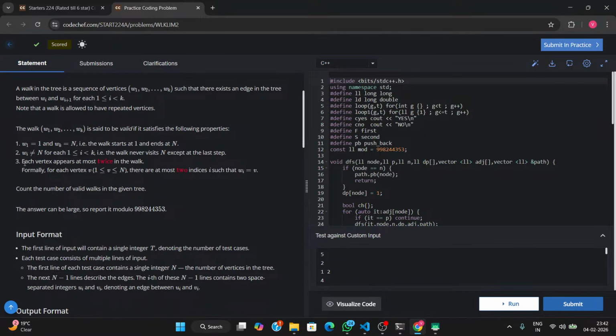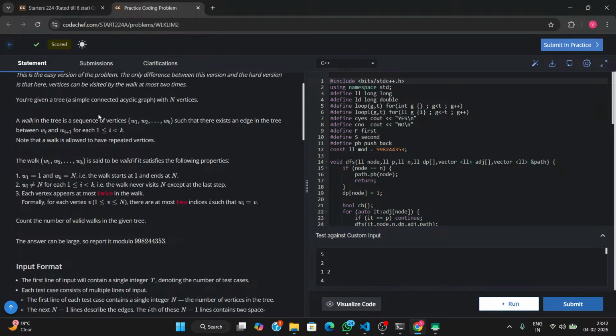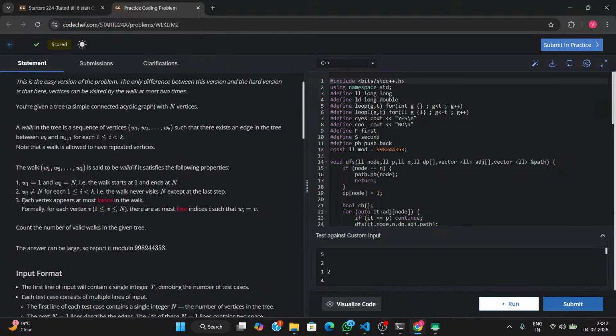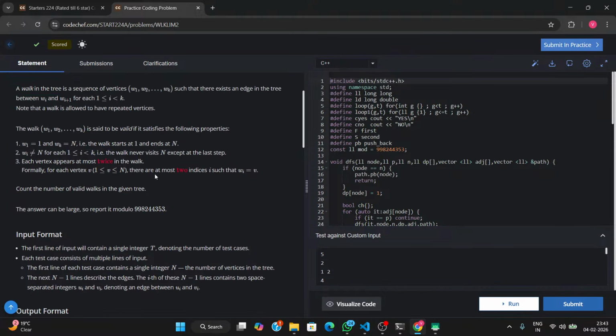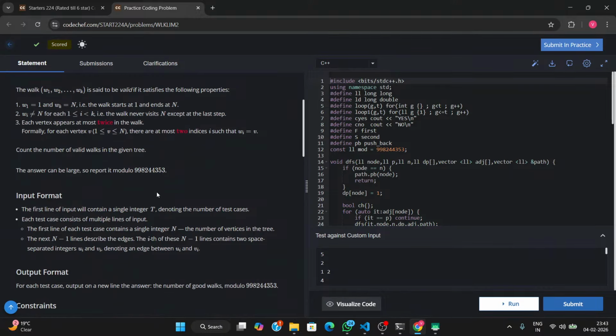And each vertex appears at most twice in the walk. They are allowed to appear multiple times, but also at most twice, right? Now we need to count the number of valid walks in the given tree. The answer can be large.